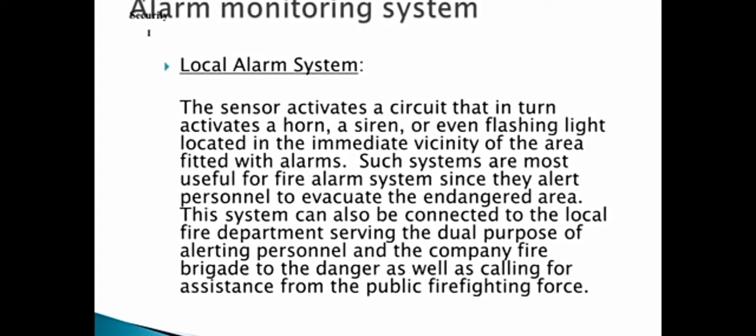All right. Local alarm system. Here we are again. Oh, I messed that slide up. The sensors activate a circuit that in turn activates a horn, a siren, even a flashing light located in the immediate vicinity fitted with the alarm. They're most useful for fire alarm systems since they alert personnel to evacuate the endangered area. Not so good for intrusion detection, but can be used for that.